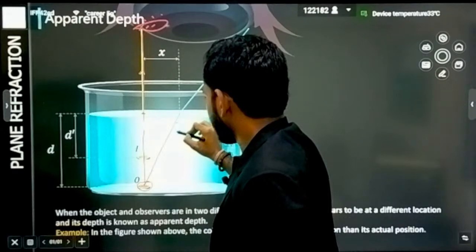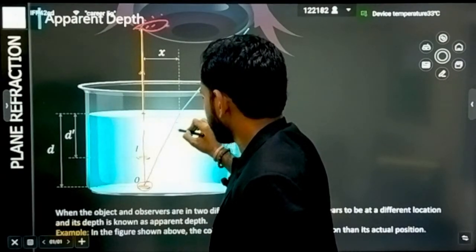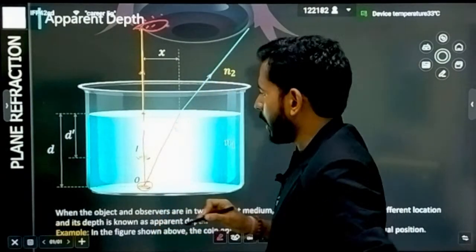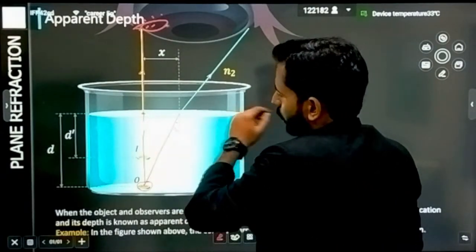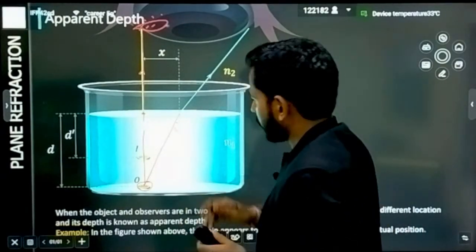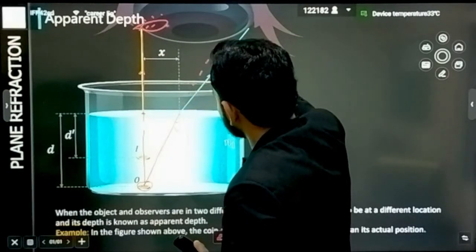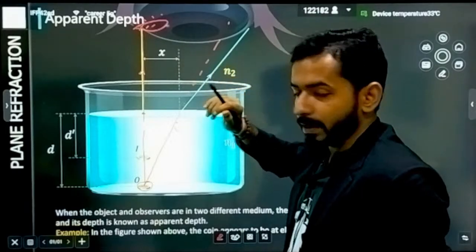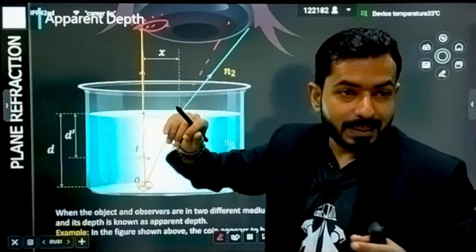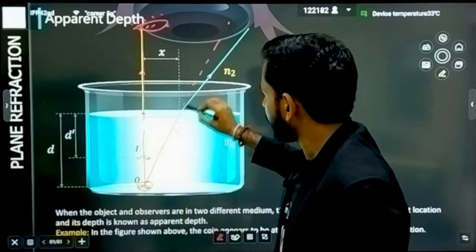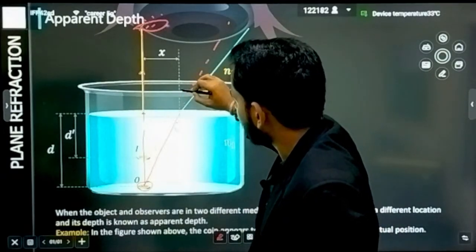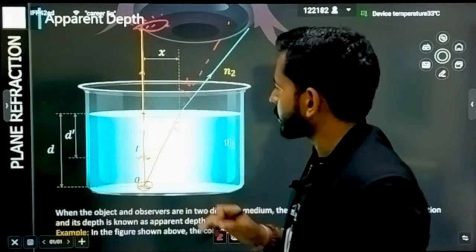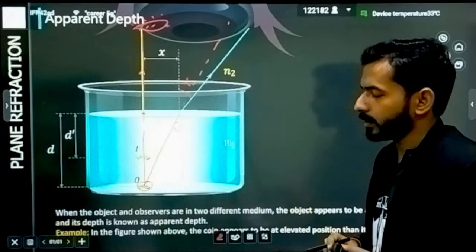Can you say this will be behaving as my angle of incidence for this refractive surface? Now I will have two options. Either I can go towards the normal, or I can go away from the normal. This is the normal, incident ray. So I am going from denser to rarer medium. If I am going from denser to rarer medium, bending is away from the normal. And this angle is called the angle of refraction.